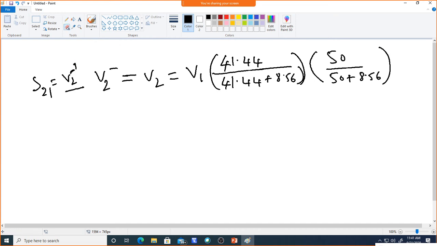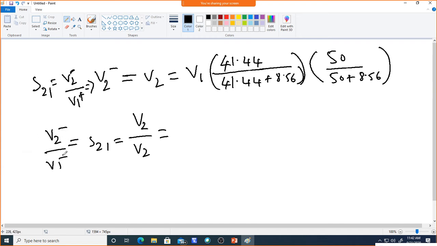S21 is V2 minus by V1 plus. Now we know V2 minus, which we have defined as V2, and V1 minus, which we have defined as V1. So we'll call it V2 by V1, which is equal to S21. In terms of the reflected and incident voltage, V2 minus by V1 plus, the value is 0.707. So this is the value of S21.